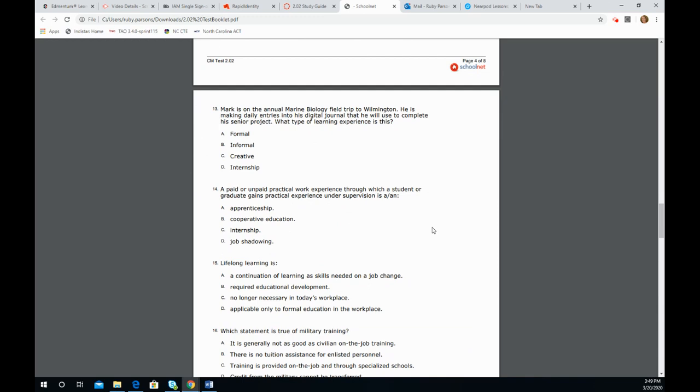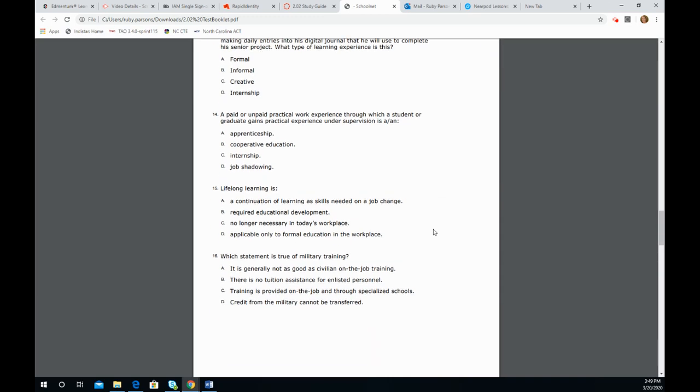13, Mark is on the annual marine biology field trip to Wilmington. He is making daily entries in his digital journal that he will use to complete his senior project. What type of learning experience is this? Is that formal, informal, creative, or internship? It is actually formal because he is doing this with his class, so it's with school.